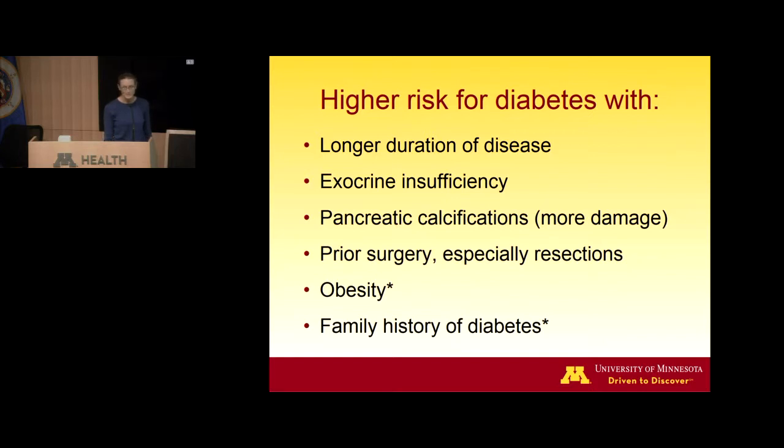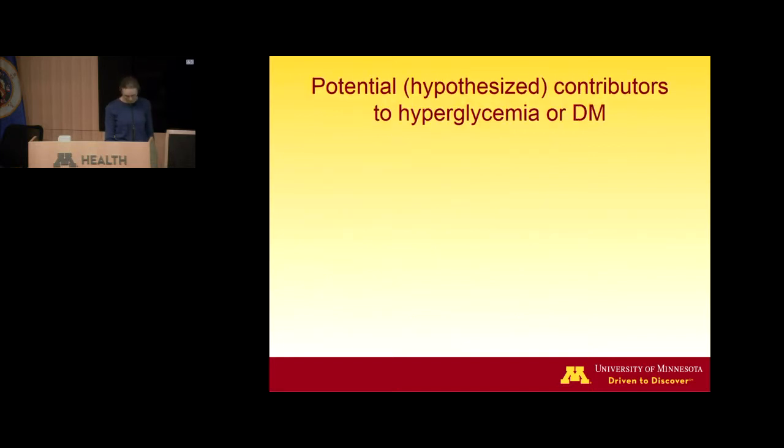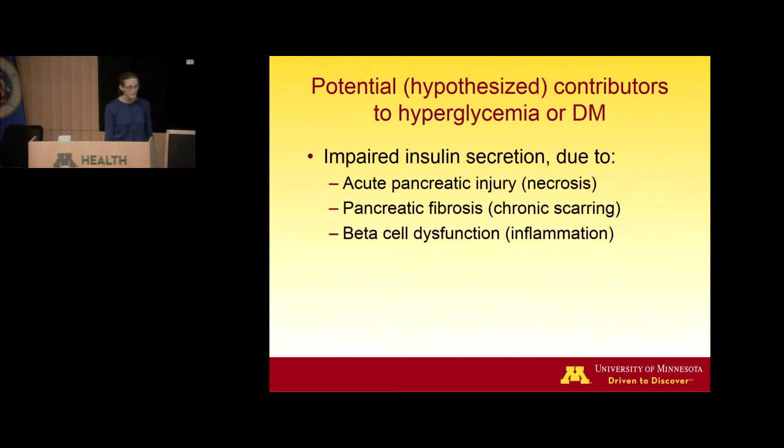Even in people with pancreatitis, that might push them over the border to getting diabetes. And so that's also a statistical risk factor. So we think that hyperglycemia or diabetes is primarily due to impaired insulin secretion in chronic pancreatitis.